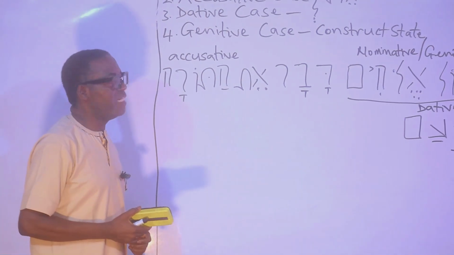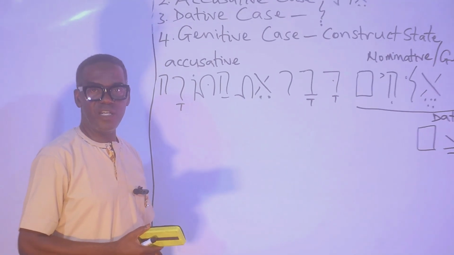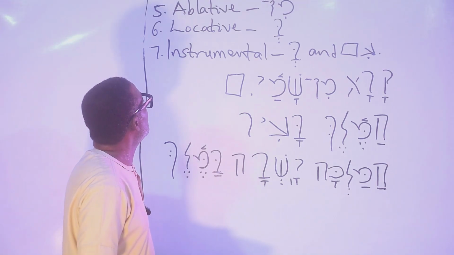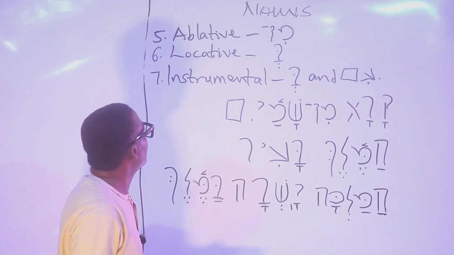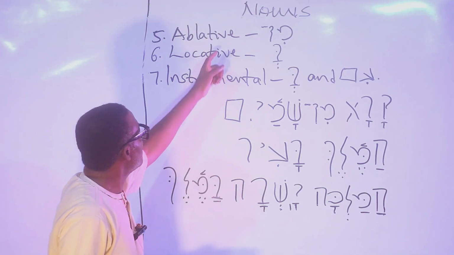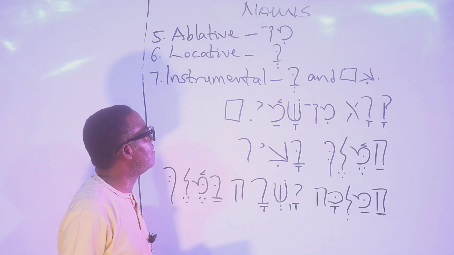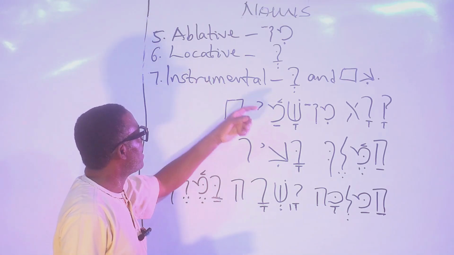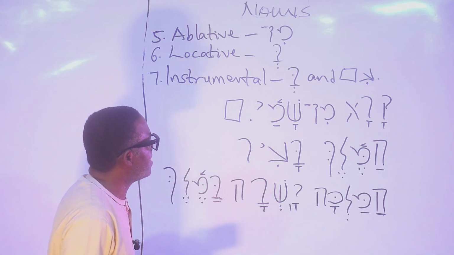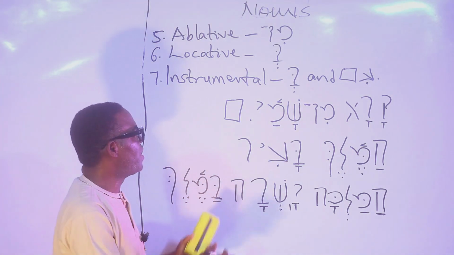Now we'll go to the last three and explain the cases in Hebrew. All right, we come to the next three: ablative, locative, and instrumental. The ablative is indicated with the preposition min. Then locative can be indicated with the preposition be. Instrumental, the same thing, be. Then I've given three sentences on the board to explain each one.